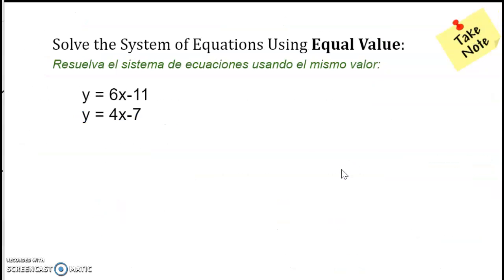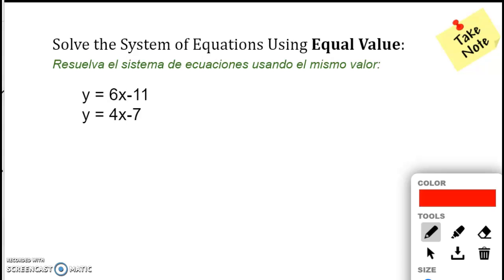Okay, so what about this? Let's try to solve this problem. Can you try to do it yourself? I am going to share with you my method in a minute, so pause the video and try to do it yourself. So what do I do? Well, I know that 6x minus 11 is equal to y, but I also know that 4x minus 7 is also equal to y. Since y and y are the same, then I know that these two must also be the same. So I am going to start by equating those two expressions that are equal to each other.